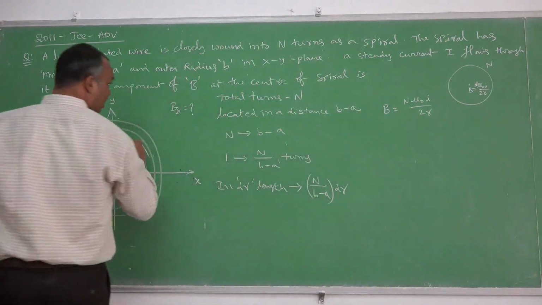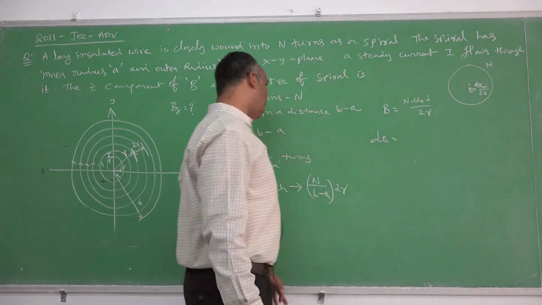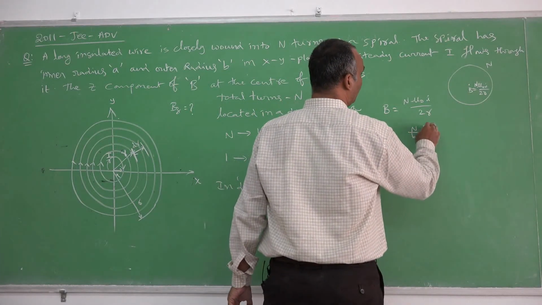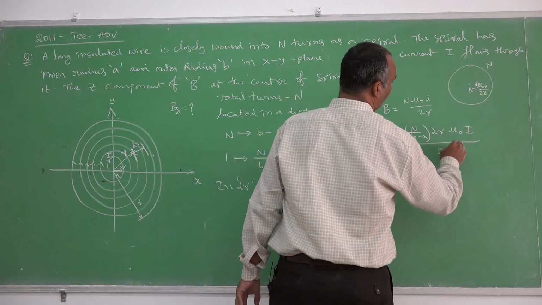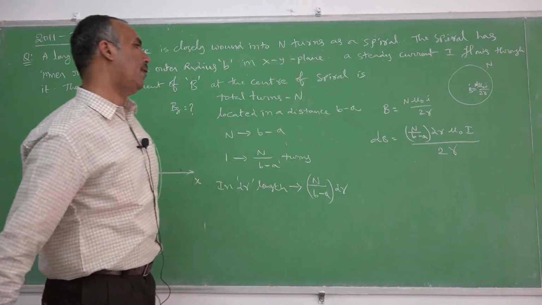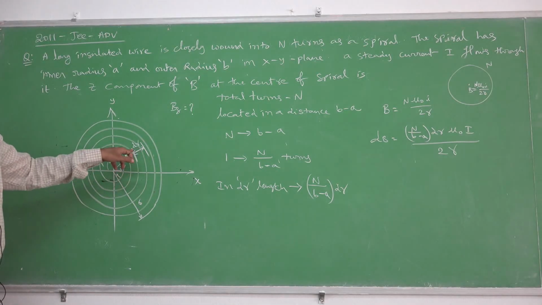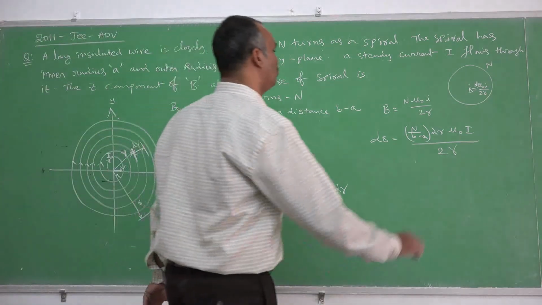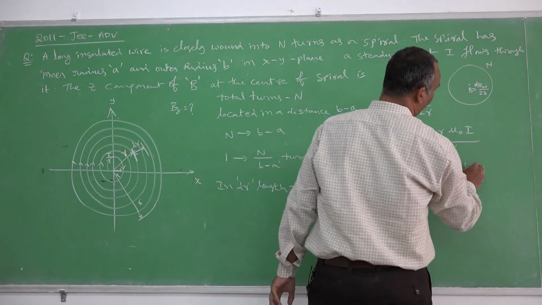For our element, as it is a small element, the strength of the magnetic field is also small. So dB equals the number of turns in this element, n by b minus a into dr, into mu naught into the current I by 2 into the radius r. This is the magnetic field at the center due to the small elemental length of spiral I considered. For the entire wire, we should integrate on both sides.